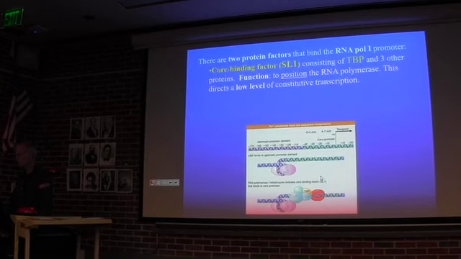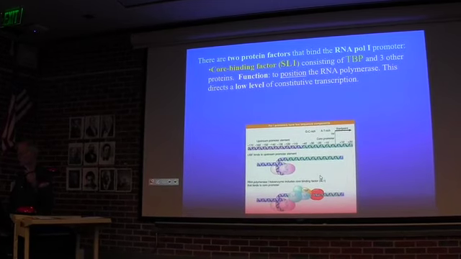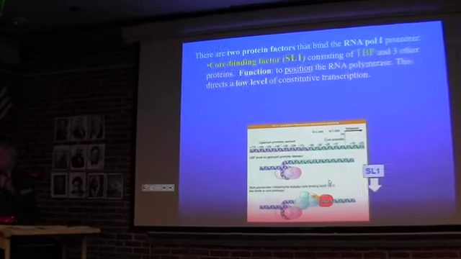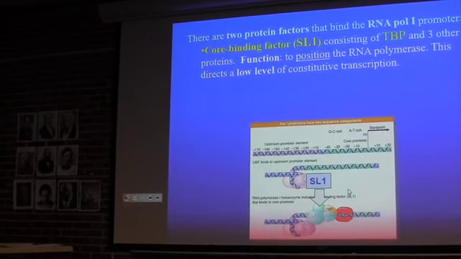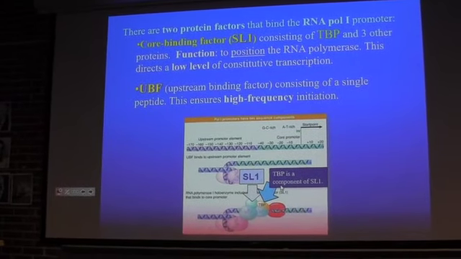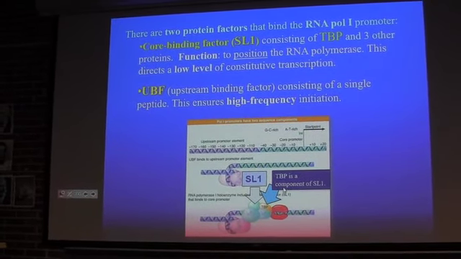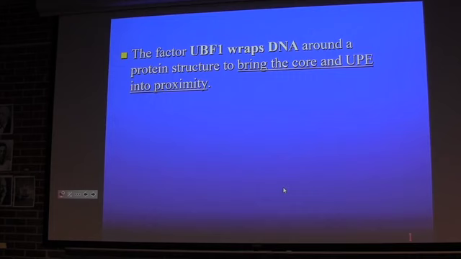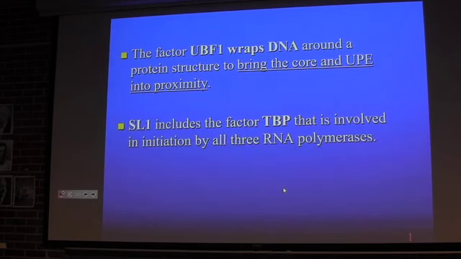Core binding factor: TBP and 3 others function to position the polymerase and direct a low level of constitutive transcription, and of course that is boosted up by the UBF, which binds at the distal element, or the upstream element. It ensures high frequency amplitude. The UBF seems to wrap DNA around it.